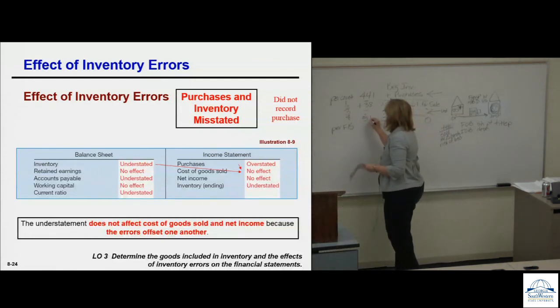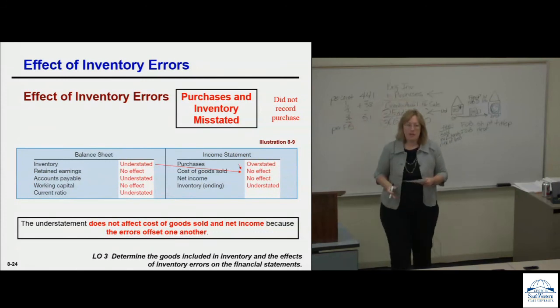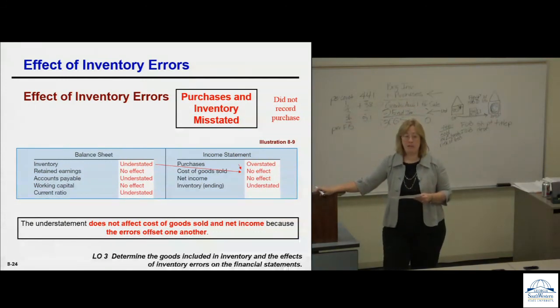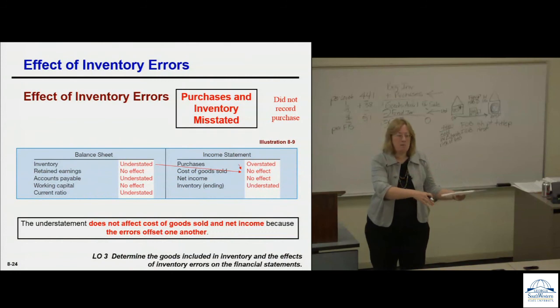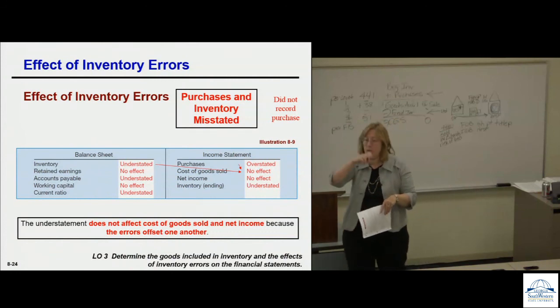So the reason I like this problem is it gives you every single possibility. There's 4 possibilities. We can be the purchaser or we can be the seller. It can be FOB shipping point, FOB destination, which makes 4 possibilities.